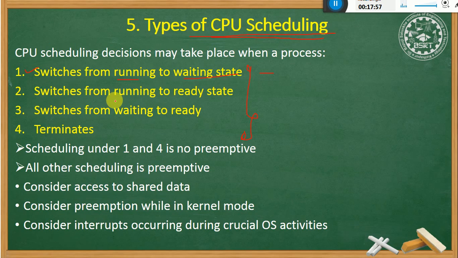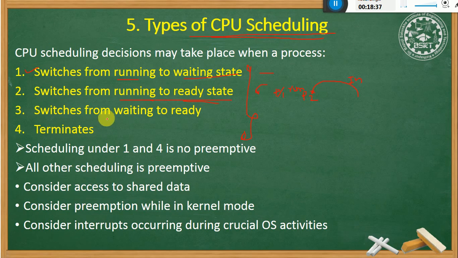Second, when a process is switched from running to ready, due to an interrupt. Suppose P1 is in execution, but process P2 comes with a higher priority, then P1 will be stopped. P1 is suspended from running and shifted to ready. In that situation we also require CPU scheduling, because we are stopping P1 and allocating the CPU to P2.